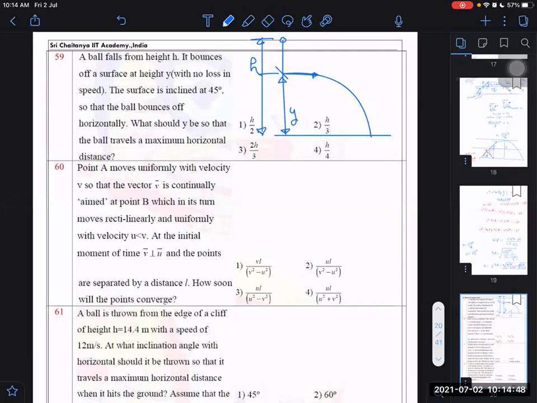I think we will get h by 2, because we know what speed it will obtain by falling from height h minus y. It will obtain a speed of root 2g into (h minus y), right? With this speed, it is moving horizontally. Whenever the velocity becomes horizontal, the vertical velocity becomes 0. Then I can apply the formula for the time again as root 2y by g, right or not? That is the time from this place to this place.